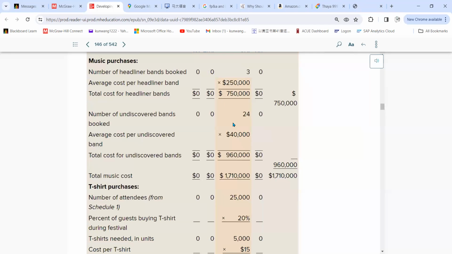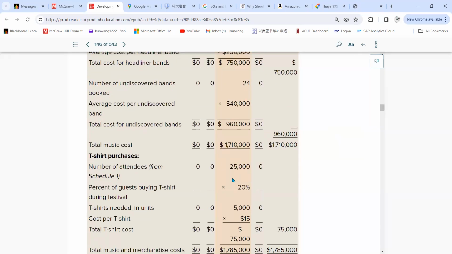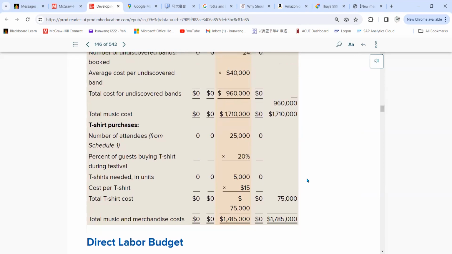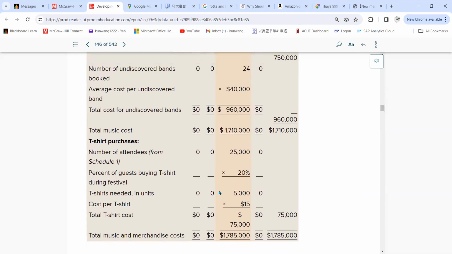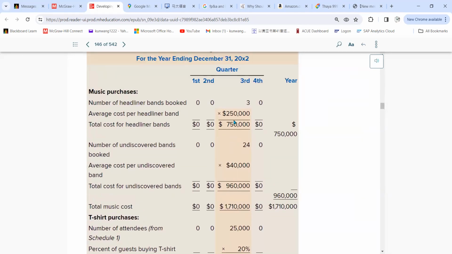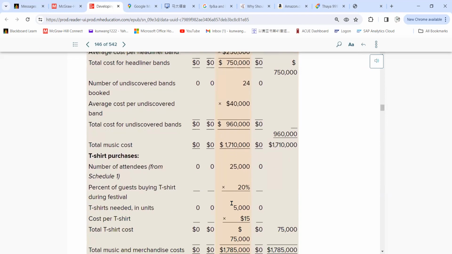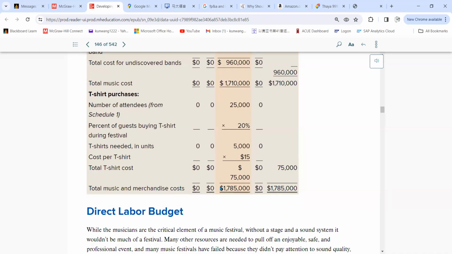So musical purchases. And then the t-shirt purchase, remember we have the estimation for the 5,000 units, and the estimated vendor cost is $15. You sell it at 35 and the cost is 15. So those are the total purchasing costs related to the third quarter for the events and the merch. And how much cash we need for all of these payments. Okay, so you will see that information later in the cash disbursement budget.